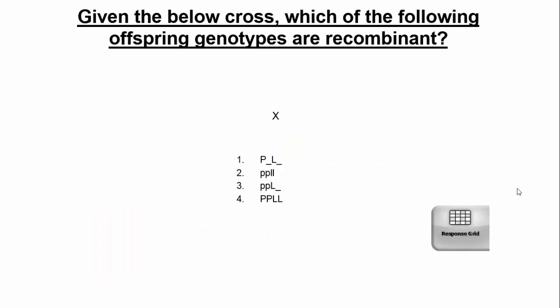Okay, so given the below cross, which of the following offspring are considered recombinant? Right, which of those are recombinant? Again, it would be number 3, right? Little p, you can't have a big L in there.